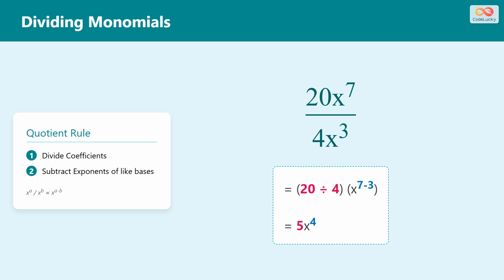Division works similarly but in reverse. We use the quotient rule. First, divide the coefficients. Then, subtract the exponents of the like bases. Here, 20 divided by 4 is 5, and 7 minus 3 leaves us with an exponent of 4.